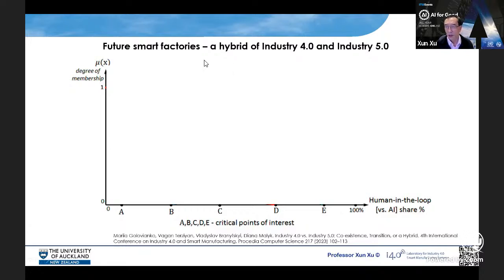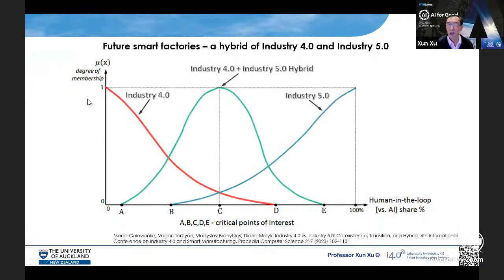What the researchers have done is try to plot Industry 4 and Industry 5 with the horizontal axis indicating, to the left, everything is automated using AI tools, and to the right, everything is human in the loop and maybe less AI there. Then using fuzzy set concepts, there's a degree of membership. 0 is none, 1 is fully qualified. So this is the graph that I took from the paper for Industry 4. The curve looks like this. That means at the very beginning, if everything is automated, it's fully qualified as Industry 4.0.